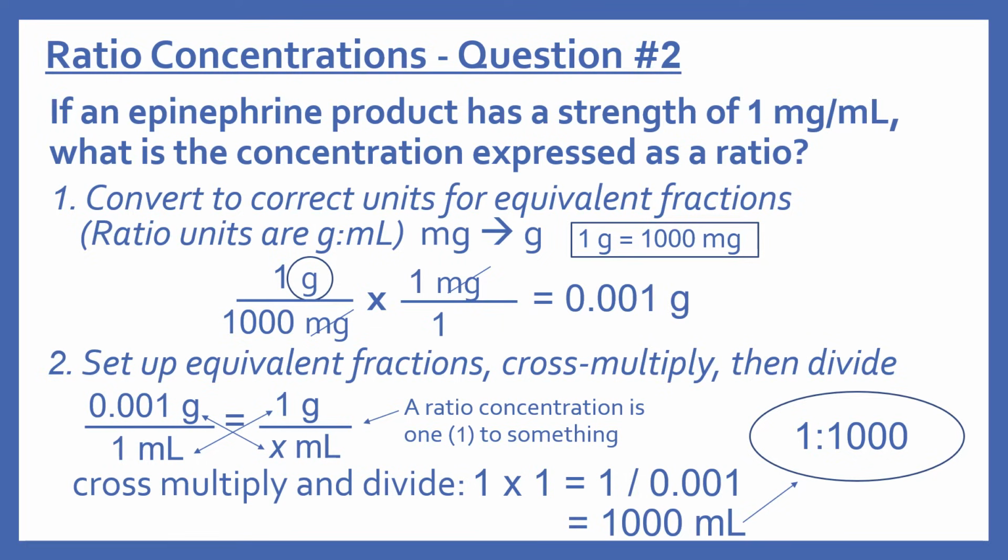So our answer is, if an epinephrine product has a strength of 1 milligram per milliliter, what's the concentration expressed as a ratio? It's 1 to 1,000. So it's the entire second fraction, 1 gram to 1,000 milliliters, or 1 to 1,000.